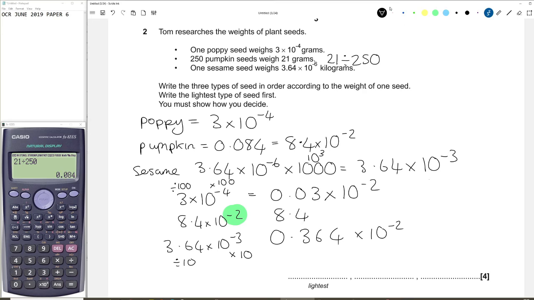So I'm just going to write this down to compare. So now I can compare, because they are the same powers of 10, I can just compare the first numbers now. So the lightest would be the poppy seed. The second lightest will be the sesame seed. And then the heaviest will be the pumpkin seed.